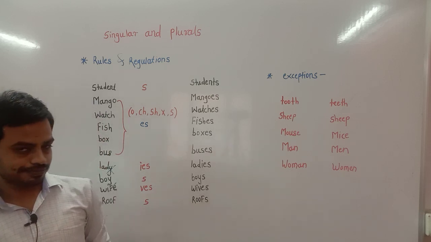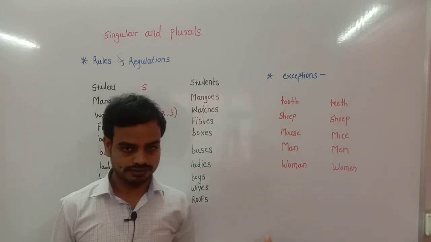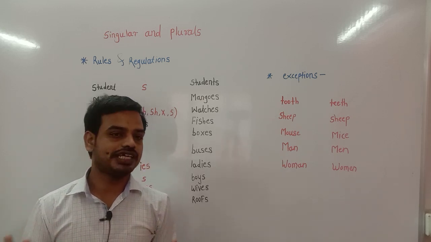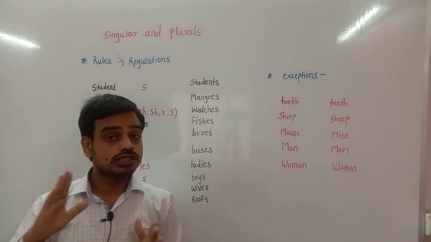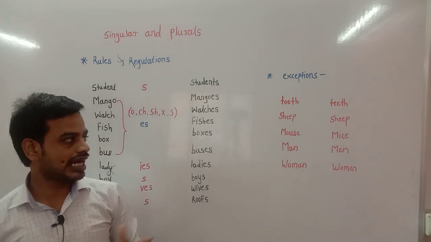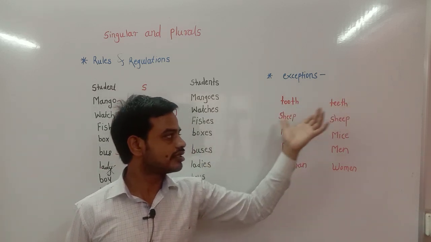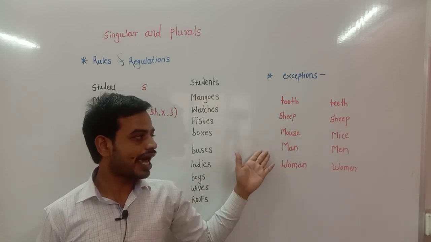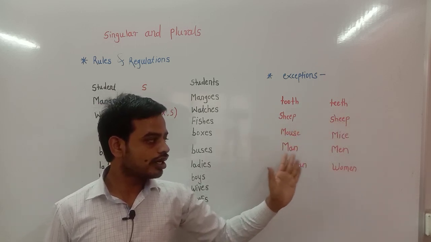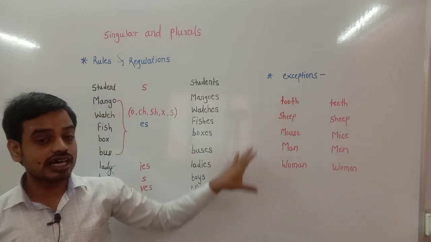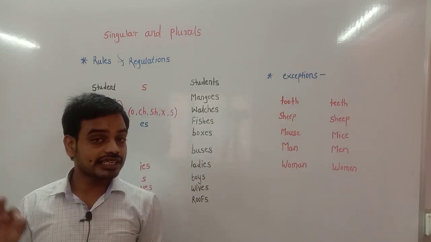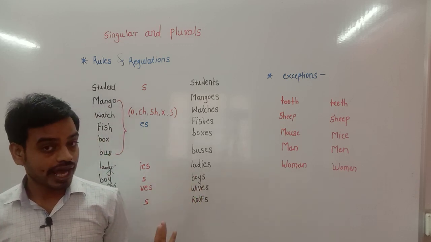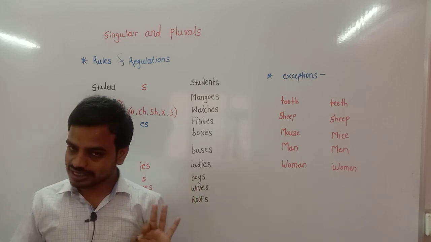Then second thing, there are some exceptions. Exception means that the rules are not applicable when you convert these words from singular into plural, such as tooth, teeth; sheep, sheep; mouse, mice; man, men; woman, women. These are different words. In these words no rules and regulations are applied. I hope you understand very well.